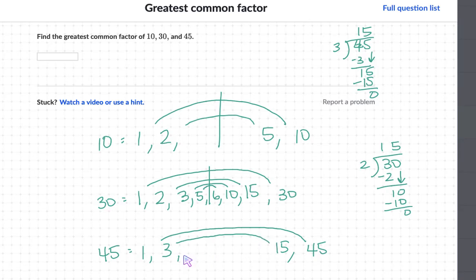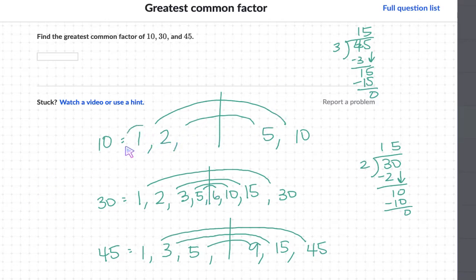Let's see, does 4 go into it? No. 4 times 11 is 44, that's too small. 5, oh, 5 times 9. 5 times 9 is 45. Let's see, then we just have 6, 7, and 8 in between. And let's see, 6 doesn't work, 7 doesn't work, and 8 doesn't work. So we reached our middle, okay? You can definitely always use a multiplication table to help you out with these problems so that it goes quicker.